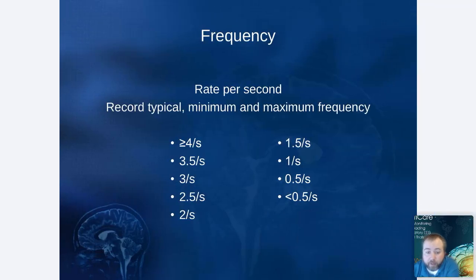Next, you have the frequency. So again, rate per second, record the typical minimum and maximum frequencies. And for rhythmic delta, it has to be less than 4 per second.